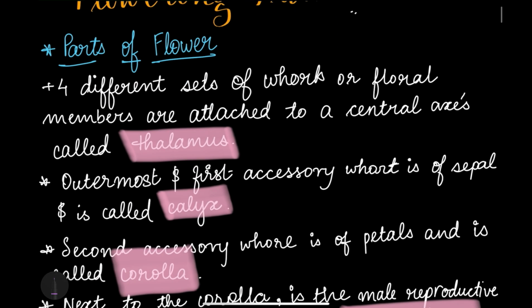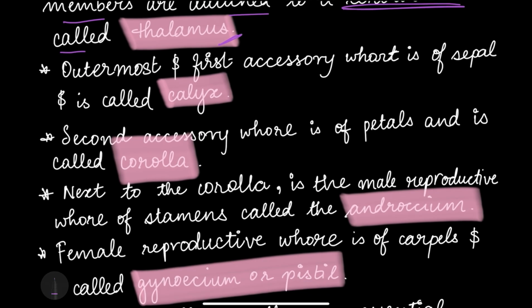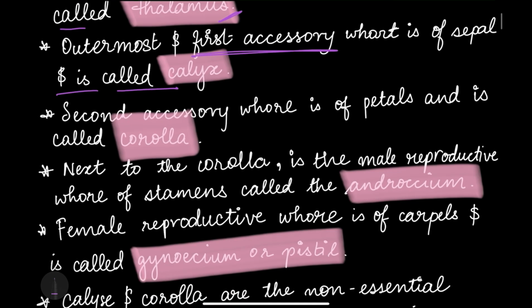In a flower there are four different sets of whorls or floral members attached to the central axis called the thalamus. The outermost and first accessory whorl is of sepals, called the calyx. The second accessory whorl is of petals and is called the corolla. Petals are the colorful part, and sepals are the green, leaf-like part.